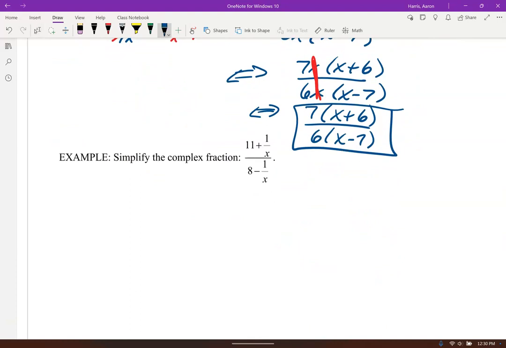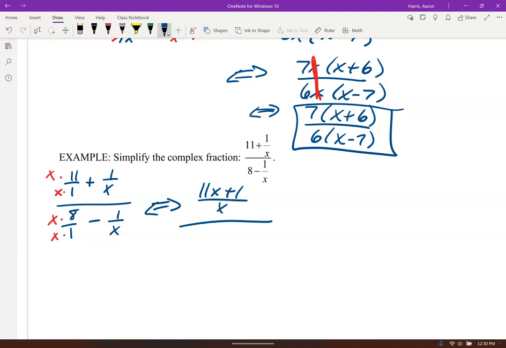Alright, similarly for this one, this is 11 over 1 plus 1 over x. This is 8 over 1 minus 1 over x. So I have to give this an x and an x. Give this an x and an x. And it looks like I have 11x plus 1 all over x. The denominator is 8x minus 1 all over x.